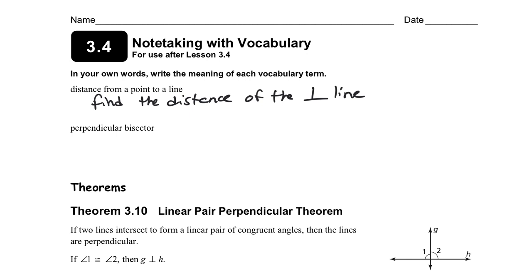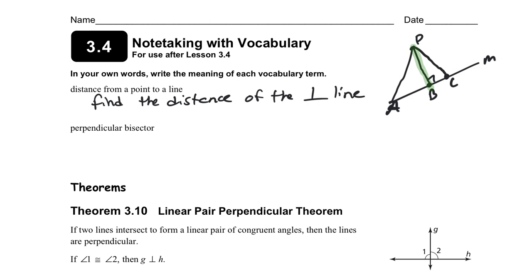So for example, if I drew here and I have point P, and then I have point A, and I have point B, and then I have point C here. If I want to find the distance from P to line, we'll call this line M, I would want to measure the distance of the perpendicular.